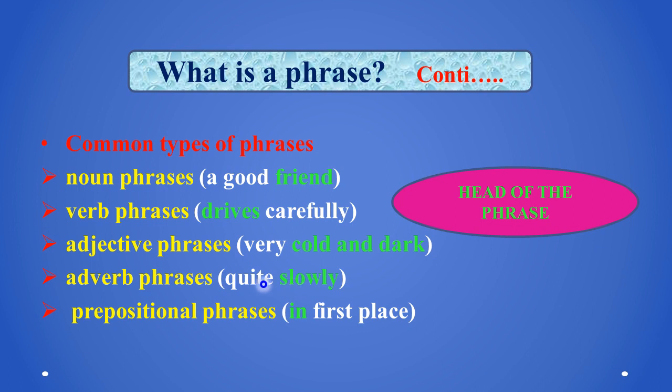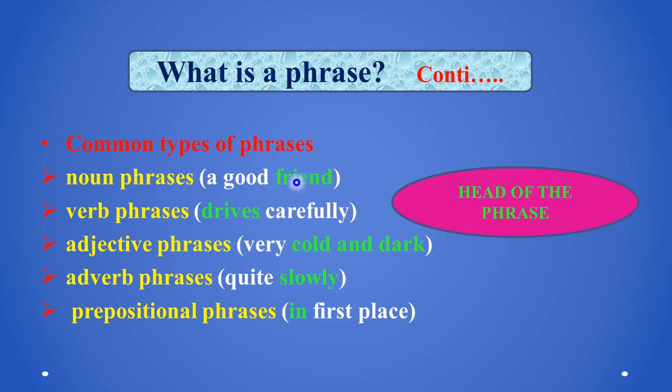Quite slowly: slowly is the head word, quite is the modifier. In first place, first is the modifier and in is the head of the phrase. It is an example of a prepositional phrase. In fact, all the heads in these phrases are written in green. The words written in green are the head of each phrase. The words written in white are the modifiers. Now, students, look carefully.